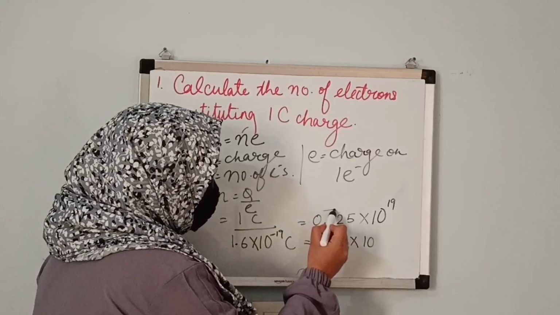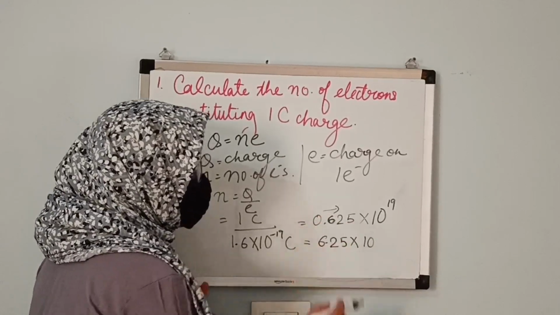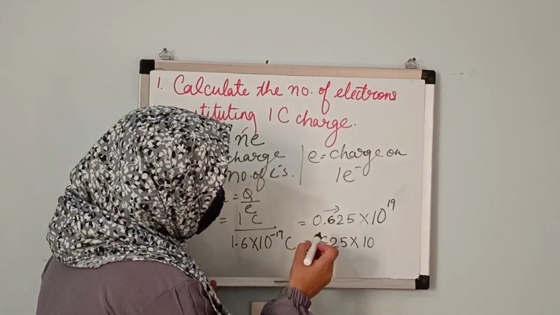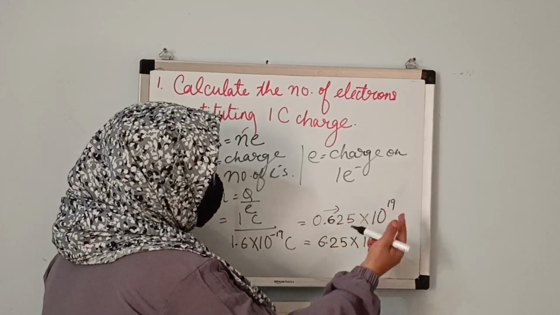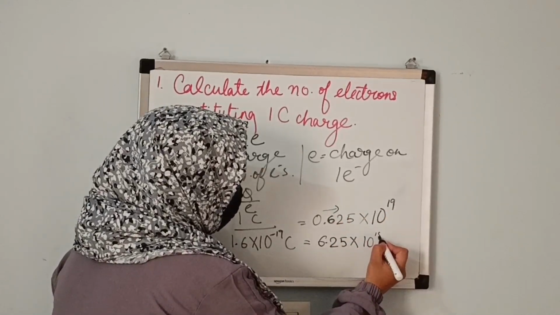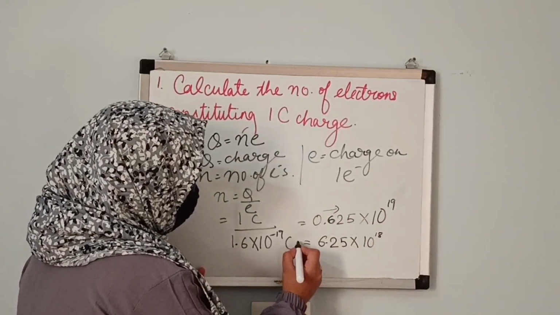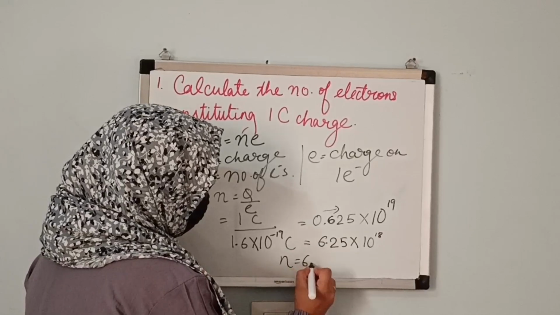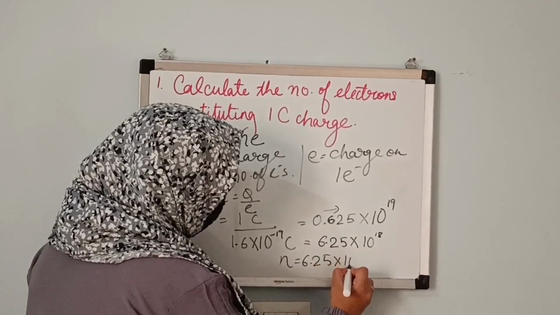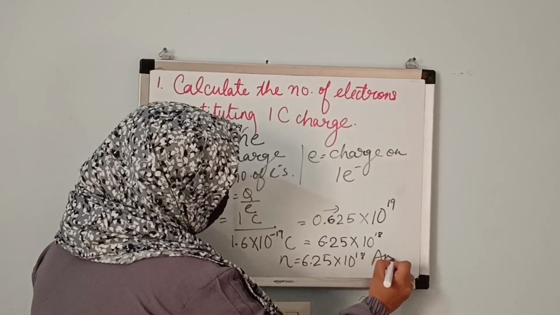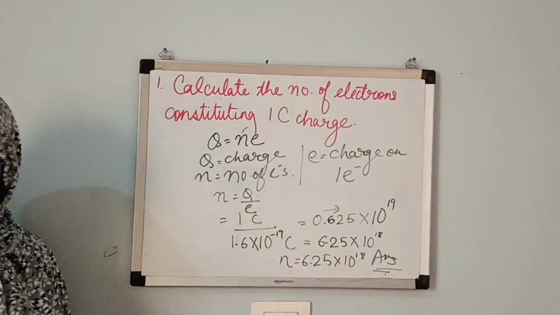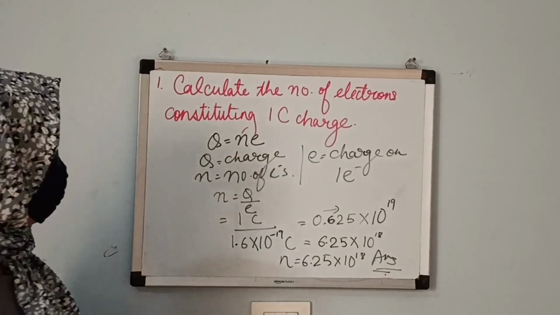ओके, सो हाउ मेनी डिजिट्स इट इज शिफ्टिंग? राइट, 1 digit. दिस इज समथिंग फ्रॉम मैथ्स. Okay, so when you are shifting 1 digit, you have to subtract 1 from here, so it will become 10 to the power 18. So the value of N is equal to 6.25 into 10 to the power 18. So this is your answer. Okay, so this we only have to do.